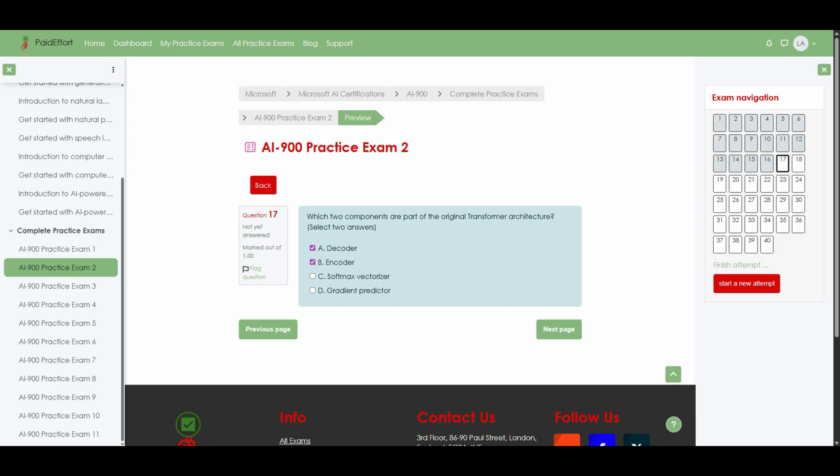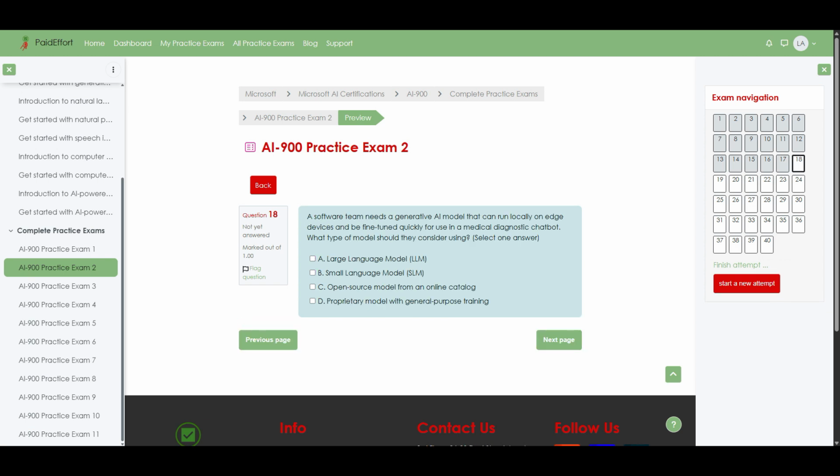Now, Softmax vectorizer might sound technical, but it's not an actual structural component. Softmax is just an activation function used within the attention mechanism to help assign weights. It isn't a standalone module. And gradient predictor? That's not a real component in transformer design either. Gradients are part of training algorithms like backpropagation, but there's no such thing as a gradient predictor in this architecture. So if you're studying how transformers work, remember everything starts with the encoder-decoder structure.